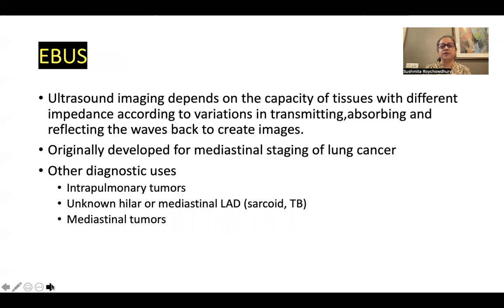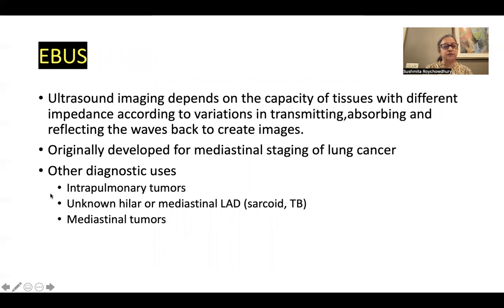It uses ultrasound imaging, which depends on the capacity of tissues with different impedance according to variations in transmission, absorption, and reflection of the waves back to create images. It was originally developed for mediastinal staging of lung cancer, and that practically did away with mediastinoscopy, which is a far more invasive procedure. This is a minimally invasive procedure done on an outpatient basis under conscious sedation rather than general anesthesia, whereas mediastinoscopy involves putting in a scope through here and keeping the patient in hospital. In EBUS, practically you do it as an outpatient. The patient does not need to stay in hospital.